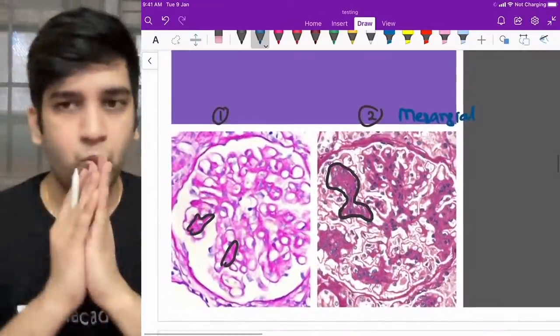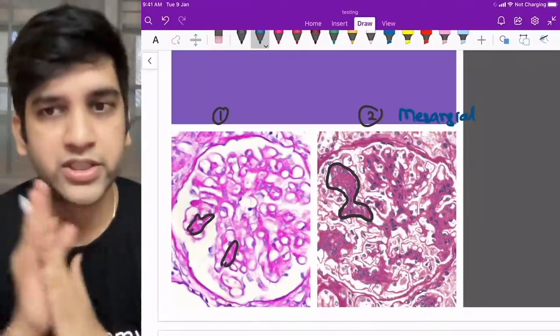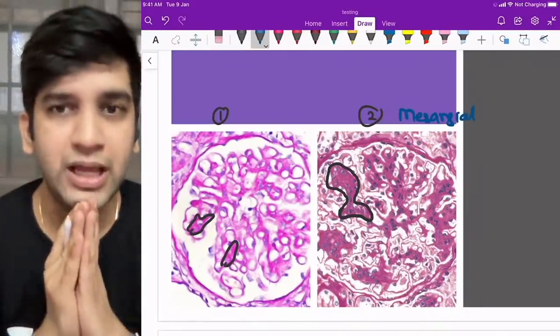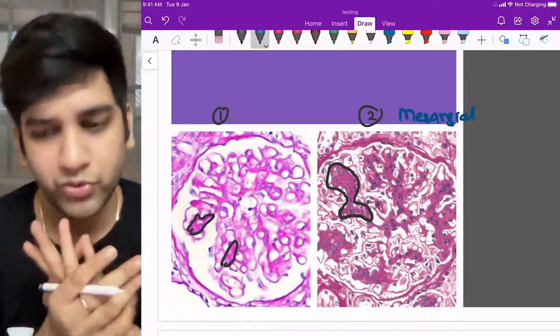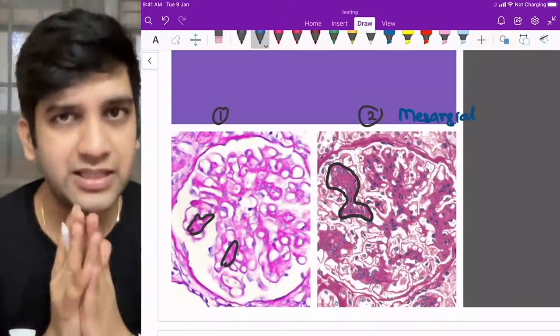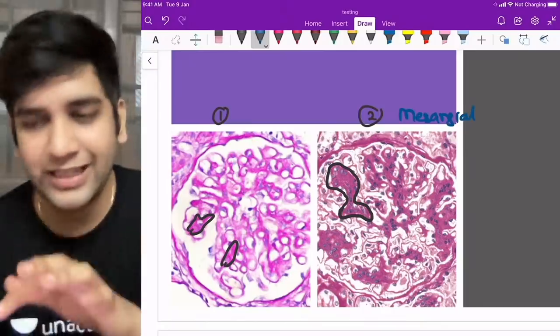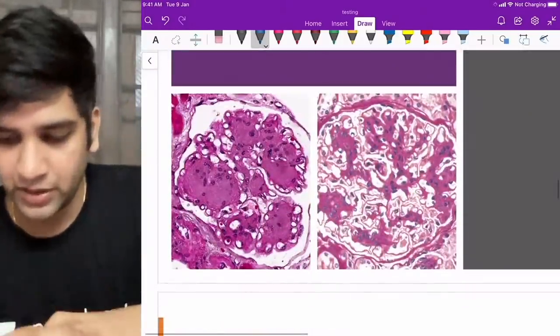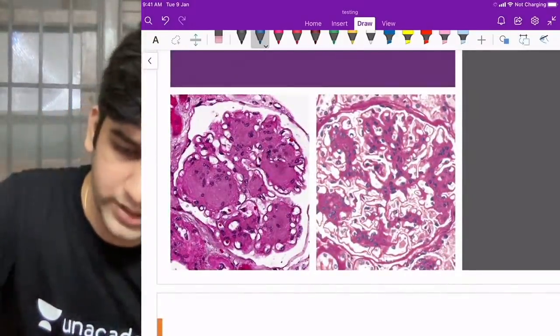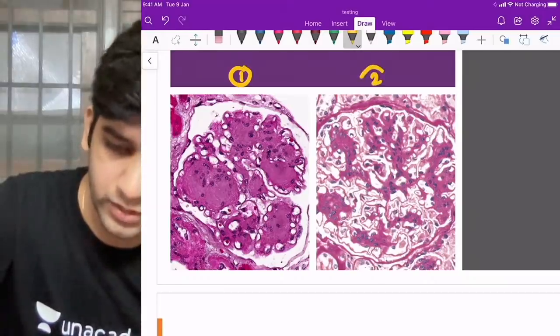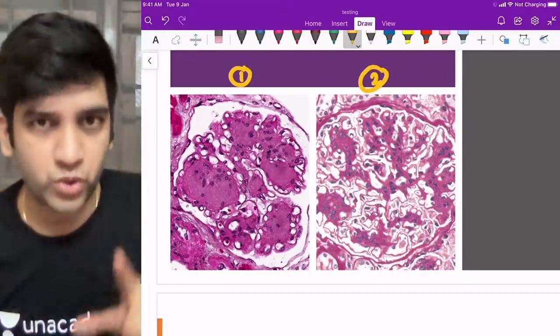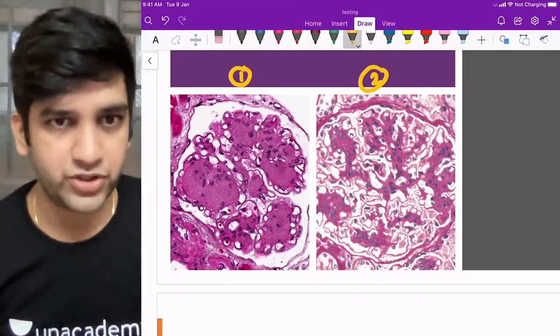Fine. One common confusion is between the mesangial expansion and your KW lesion. You guys get easily confused between mesangial expansion and KW lesion. We'll compare them both. By comparing that, it will eliminate all your doubts. That's all. Fine. Look at this. Again, I have 1 and 2. The second one is the same image we just saw, the mesangial deposit, right?